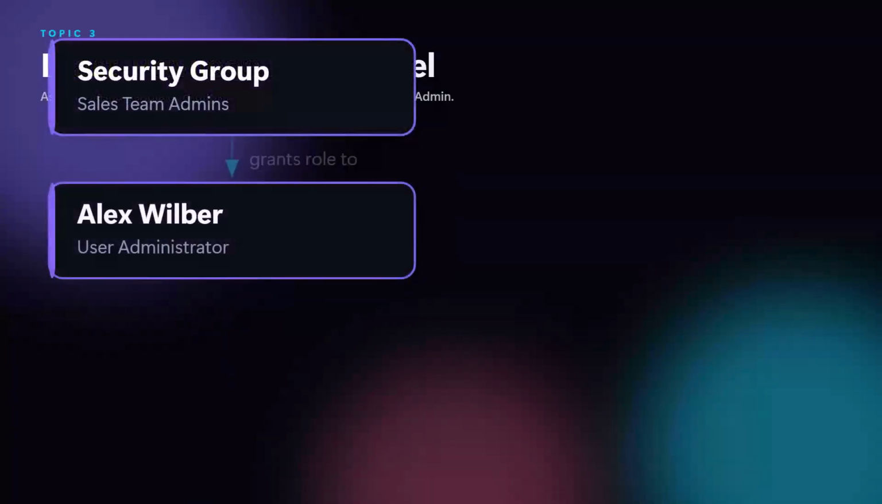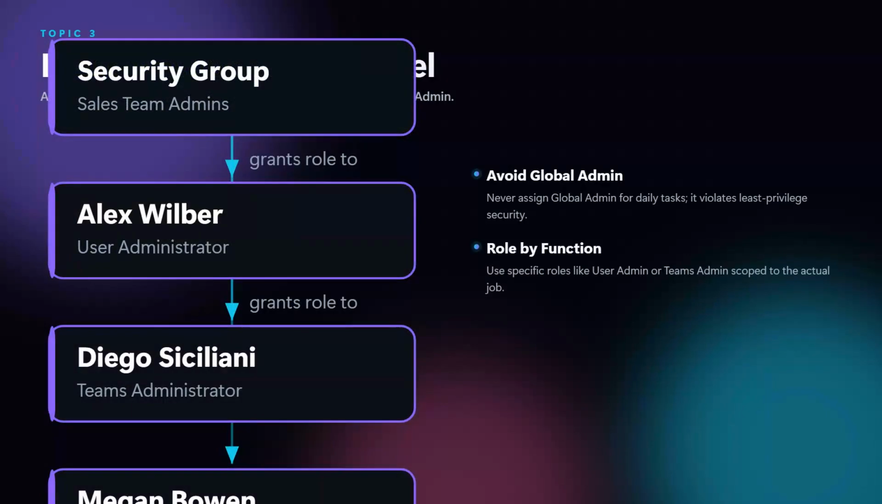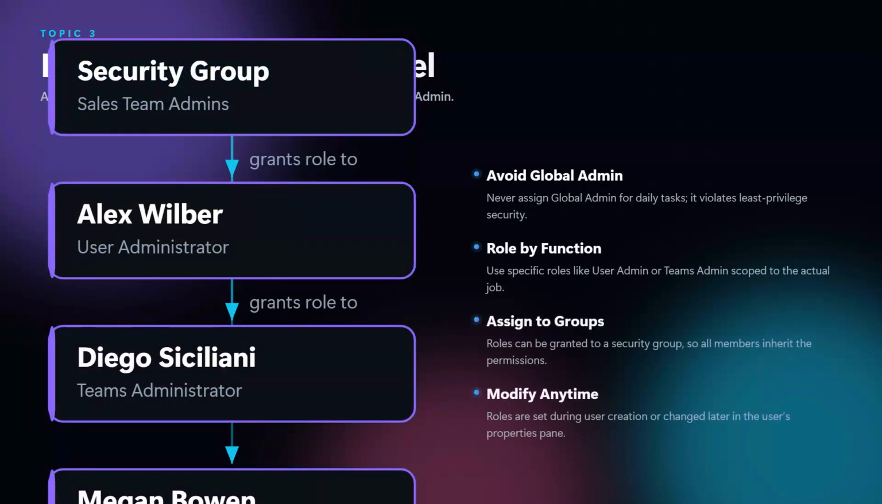We start with a security group, Sales Team Admins. Instead of giving permissions to individuals one by one, we assign the required roles directly to this group. Alex is a member, so she inherits the user administrator role. Diego gets Teams Administrator, and Megan gets SharePoint Administrator. Each role is scoped precisely to their job function.